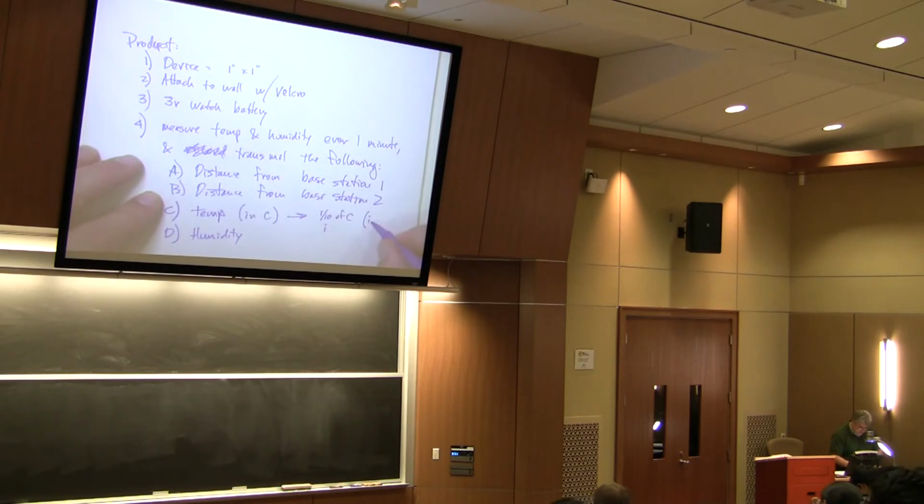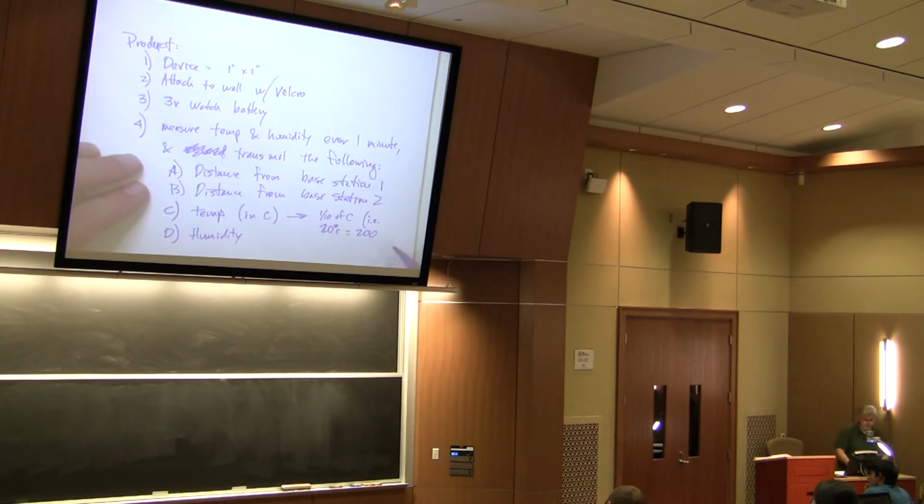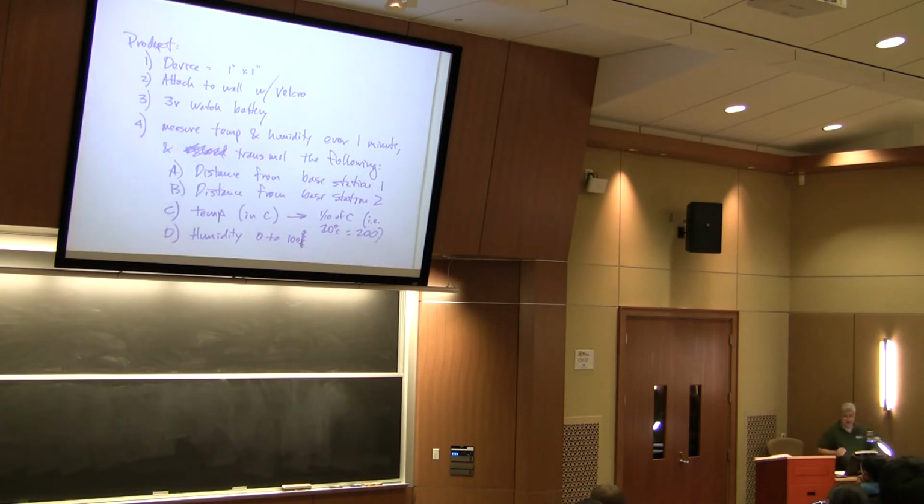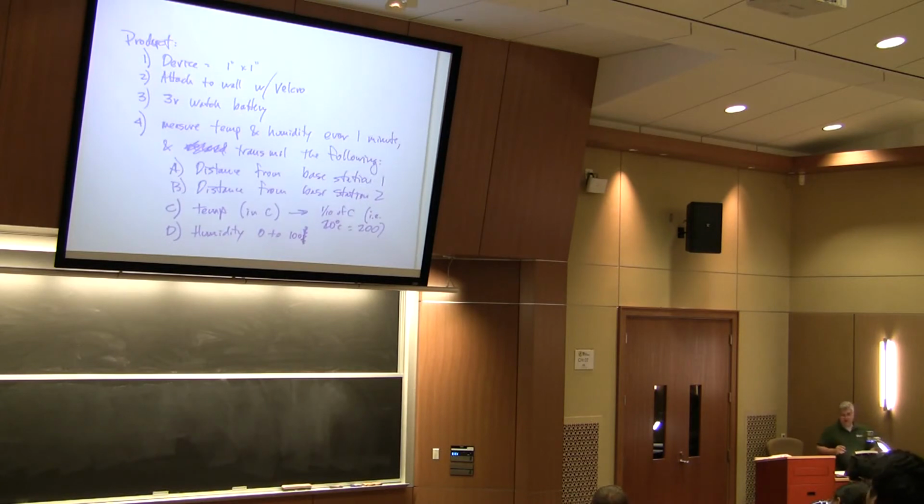For example, 20 degrees C will equal the number 200. Humidity will be in 0 to 100. Hey, can we have more than 100% humidity? I don't think so, right? All right, so I have a product. Looks interesting, right?